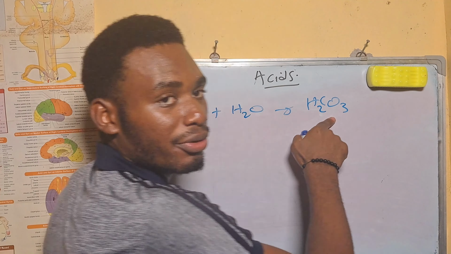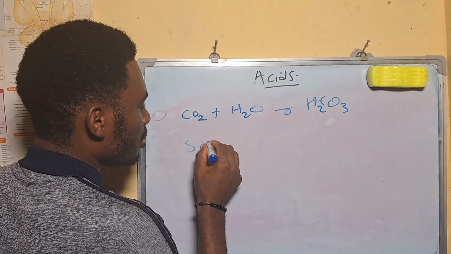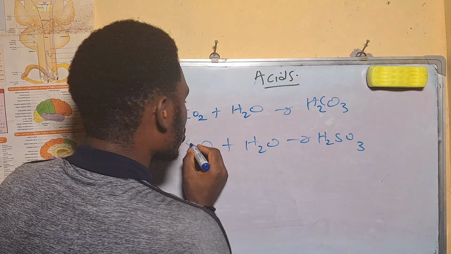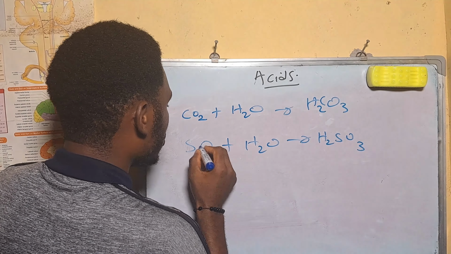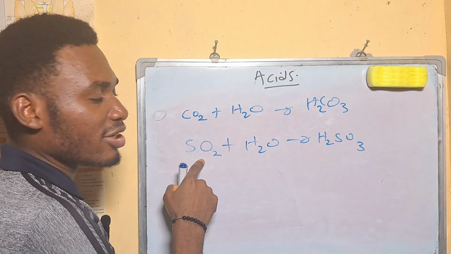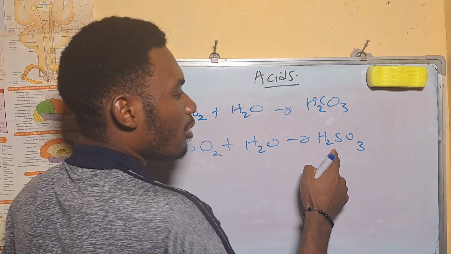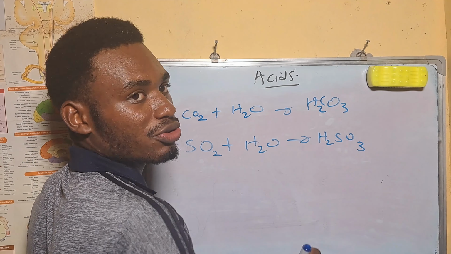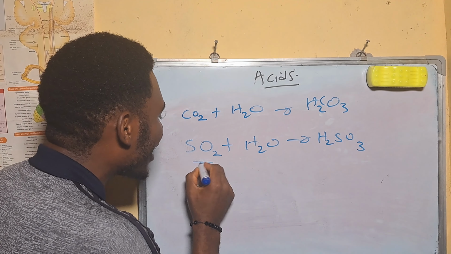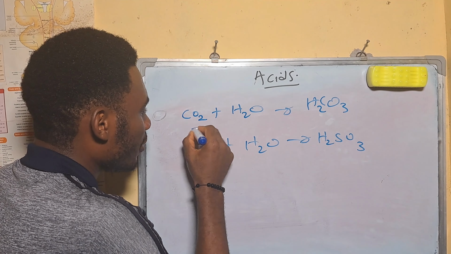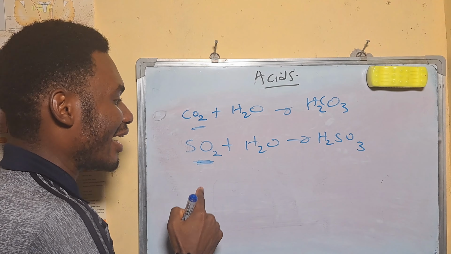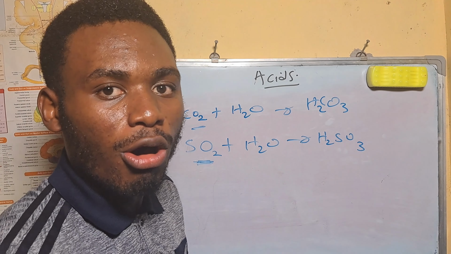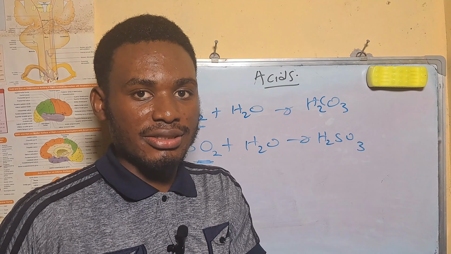Also, when you react sulfur dioxide with water, you form trioxosulfate acid. These are acid anhydrides, because when you react them with water, you form acid. So this is the number one way of preparing acid in a lab setting.